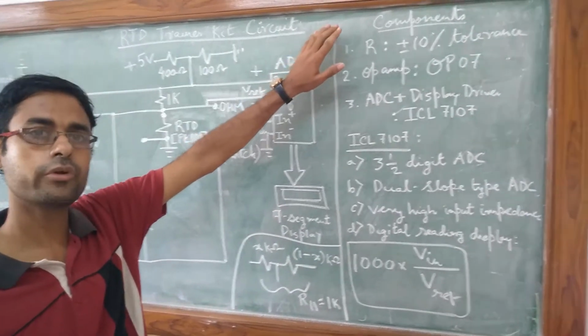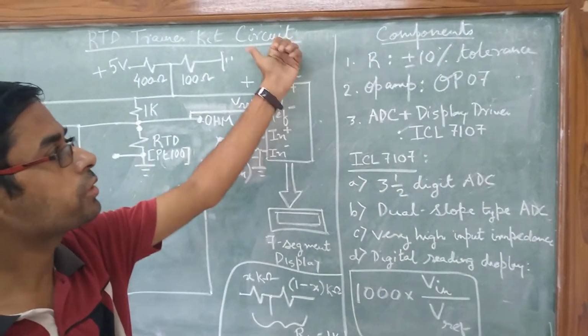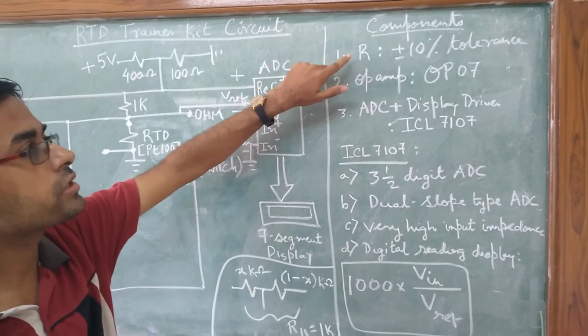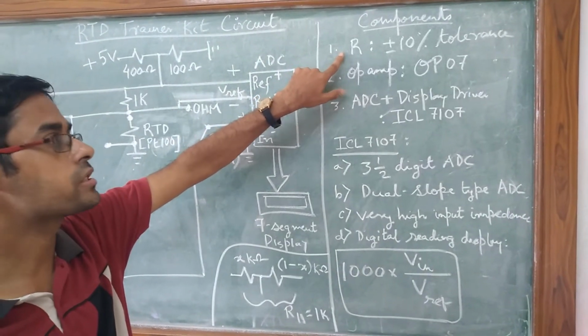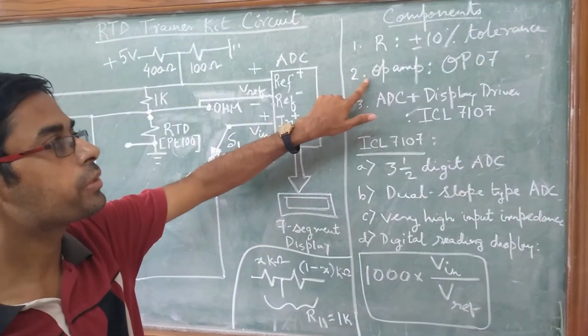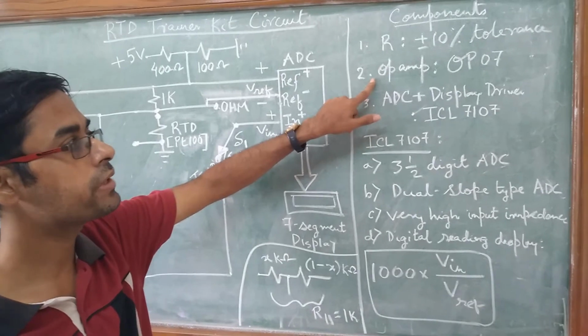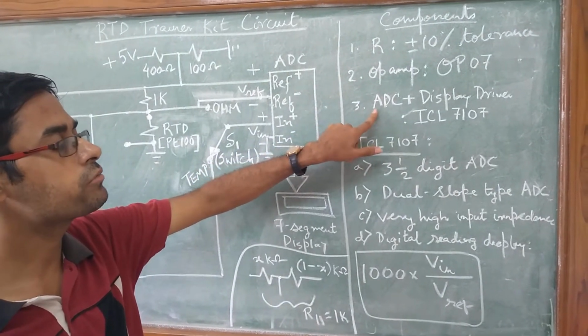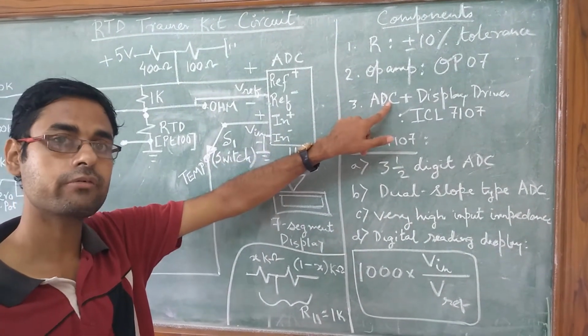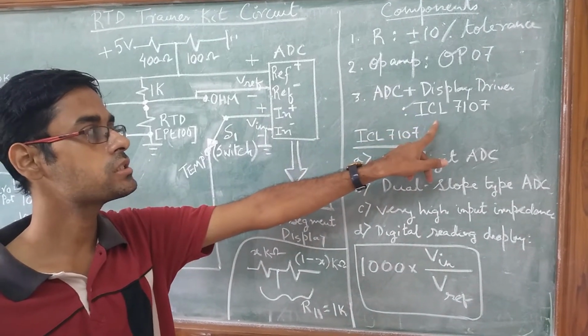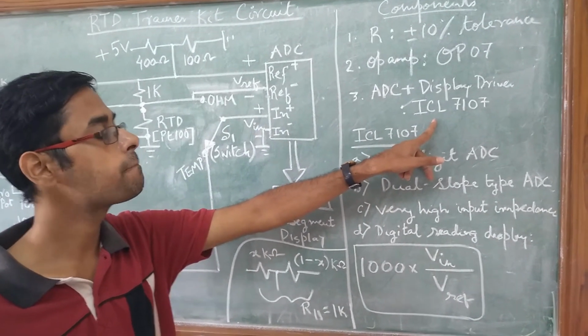So here are the components which are used for this particular circuit. You have the resistors which have a tolerance of plus minus 10%. All the operational amplifiers are OP07. Then we have an ADC with an inbuilt 7-segment display driver, and the ADC is ICL7107.